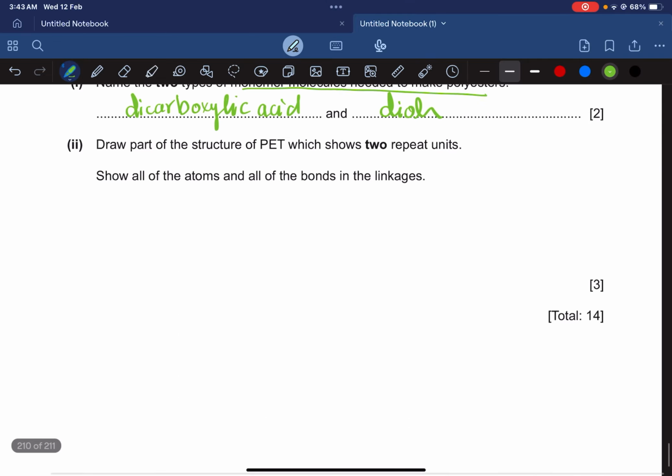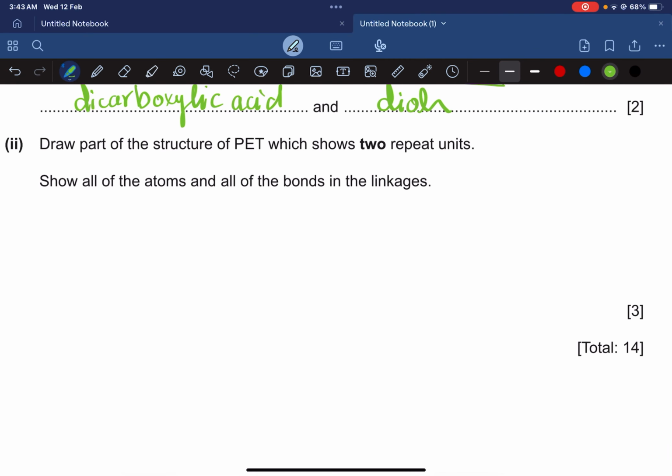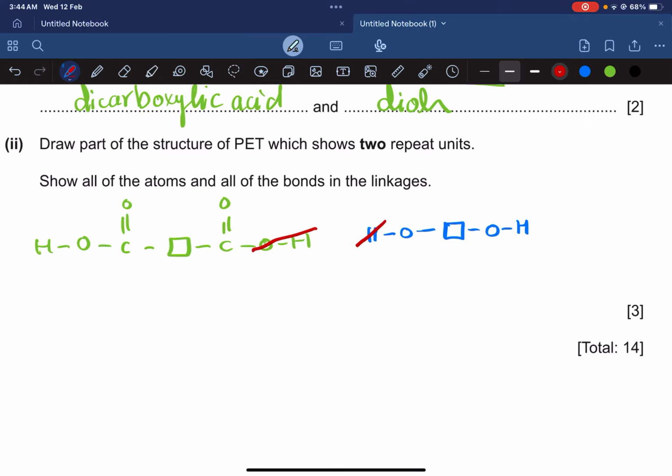Let's move on. Draw part of the structure of PET which shows 2 repeat units. Show all of the atoms and all of the bonds and linkages. First we're going to draw the monomers. Dicarboxylic means 2 carboxylic groups, O and H. This is also going to be C double bond O, O and H. This is dicarboxylic. And now we're going to draw diol. Diol means 1 OH here and 1 OH here. Now we need to form water. In order to form water, we're going to take OH from here and H from here. This is going to form H2O. So this is removed, OH from here and H from here.